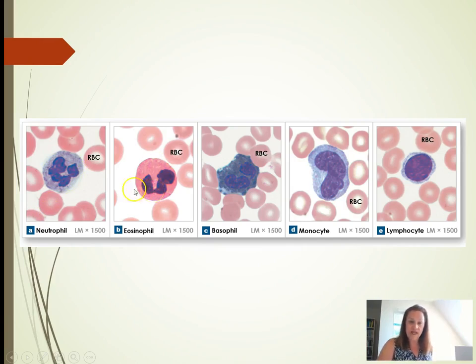The next guy over here, the eosinophil, they have a bilobed nucleus, and they look a little bit more pink, right, than their neighbors. Eosinophils are only 2 to 4%. They attack parasitic worms, which hopefully most people don't have too often. The other really interesting thing about the eosinophils is somehow they play a role in asthma and allergy.